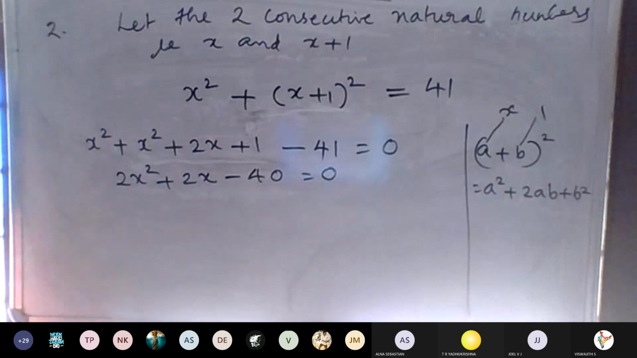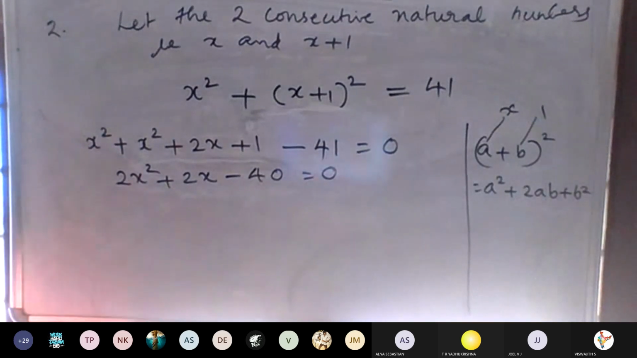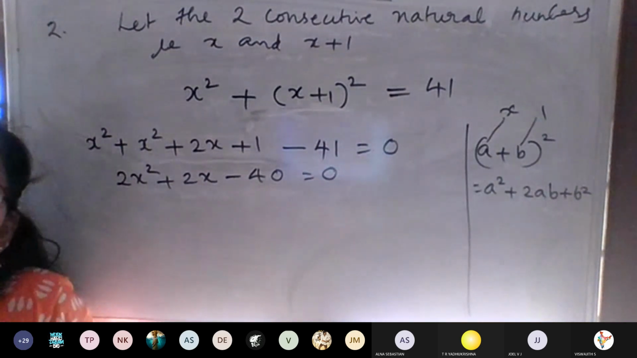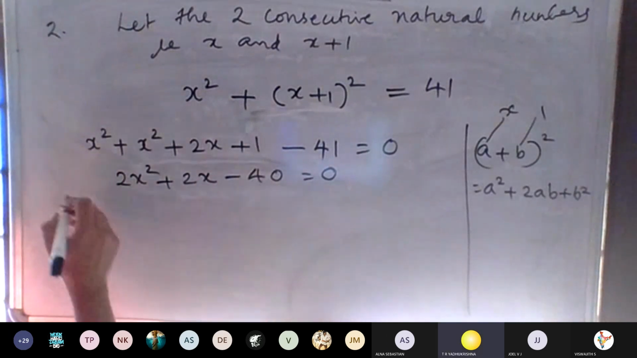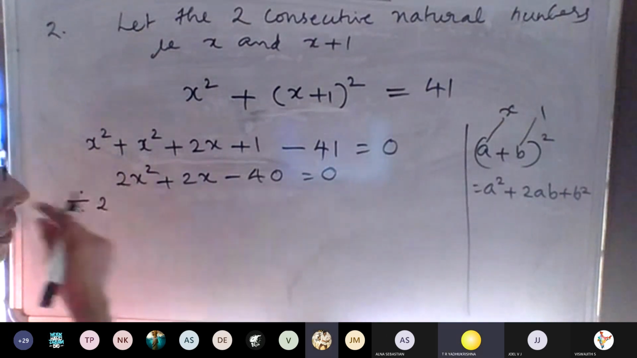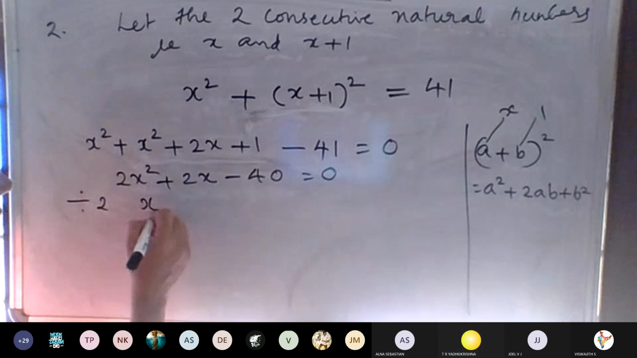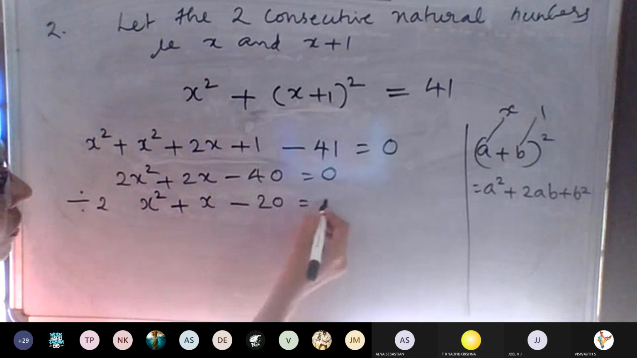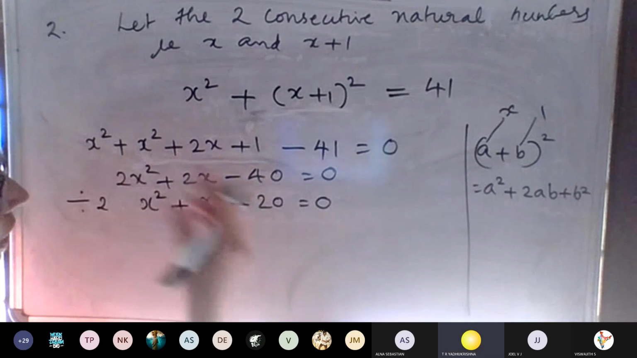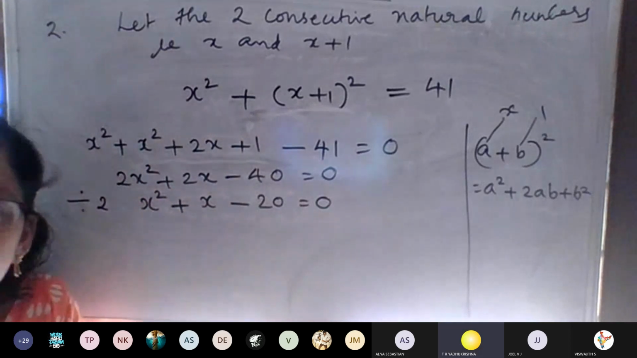If we can simplify, we should, no? Maximum simplification, if possible, will make it easy for us. Dividing throughout by 2, since 2 is common, we get x square plus x minus 20 is equal to 0. Check whether it is possible to use the factorization method.